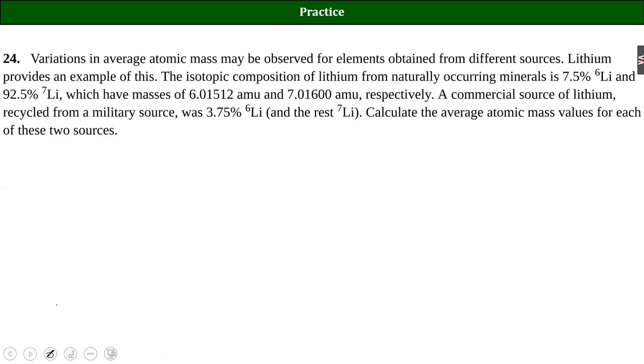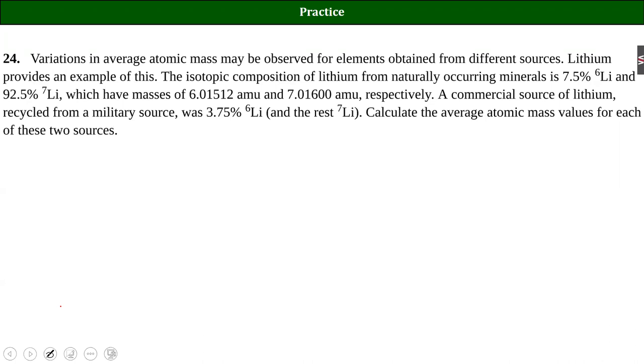So let's do a practice. Let's say that we have 2 different sources of lithium. We have lithium from naturally occurring materials that is 7.5% lithium 6 and 92.5% lithium 7. And we have masses of 6.0, et cetera, AMU, and 7, et cetera, AMU.